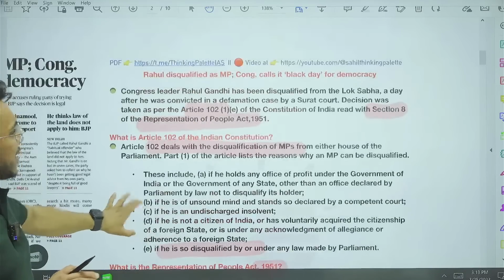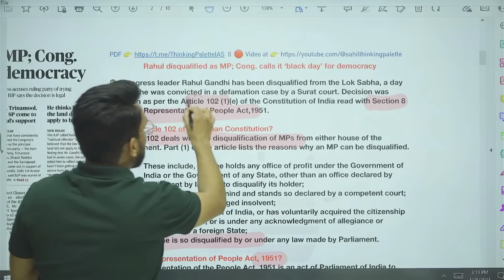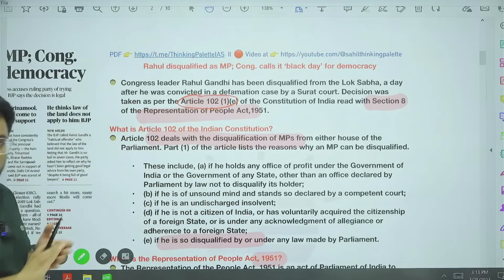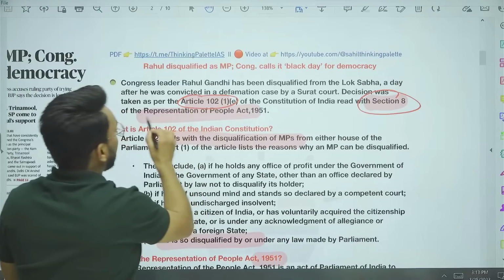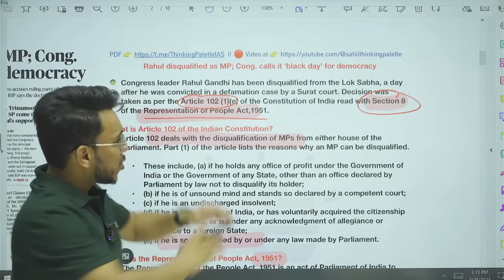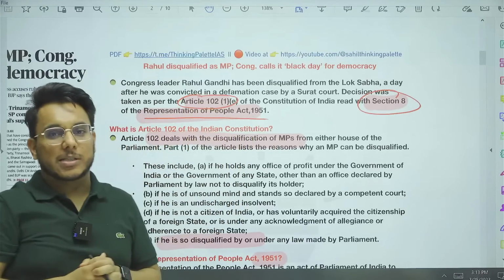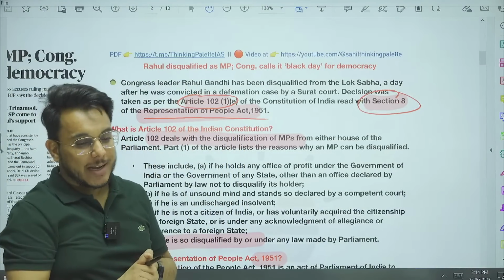So basically, guys, as we talk about disqualification from the Lok Sabha, for that we have Article 102 of the Indian Constitution, and also Section 8 of the Representation of People Act 1951. So both of these sections have been read, and as per that the disqualification has taken place.